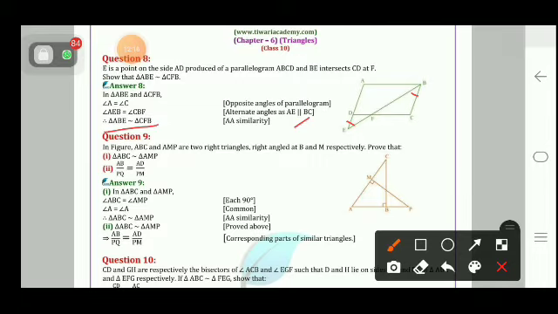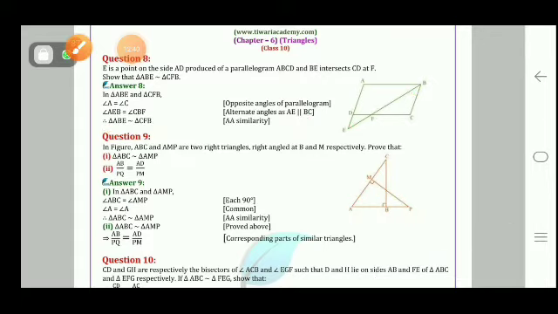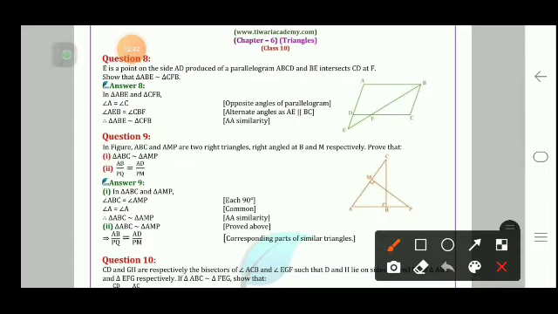Then question number 9. In the given figure we have two right angle triangles, one is ABC, the other is AMP. We have to prove that triangle ABC and triangle AMP are similar. Okay, how to show this? And the second part we have to show is AB over PQ is equal to AD over PM. Now we consider triangle ABC and triangle AMP.